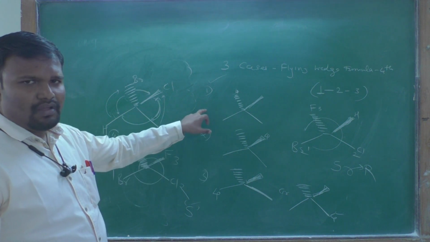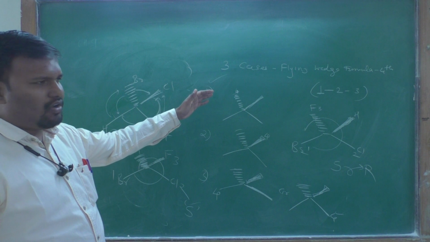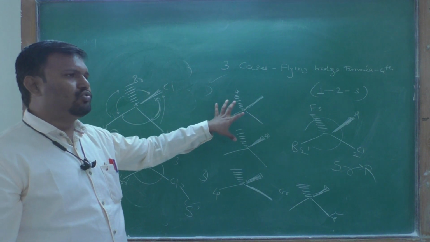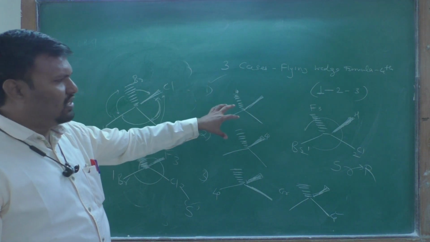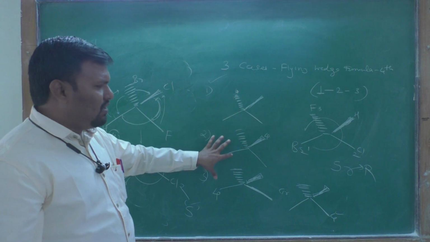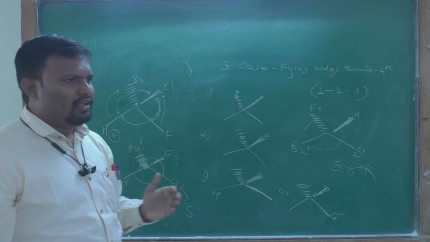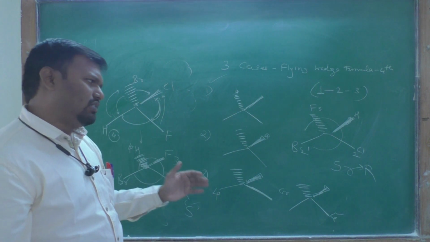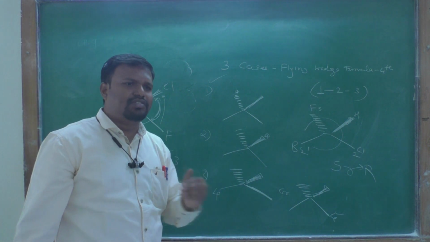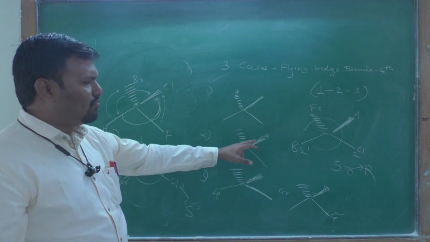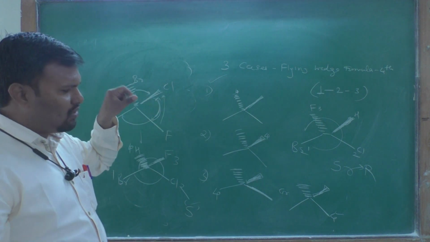First case, if your fourth group is away from the observer, there is no need to change the observer configuration; it remains constant. If the fourth group is pointing towards the observer, then a change in configuration takes place. If the configuration is S, it changes to R if the fourth priority group is pointing towards the observer.